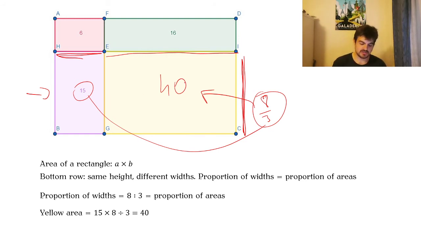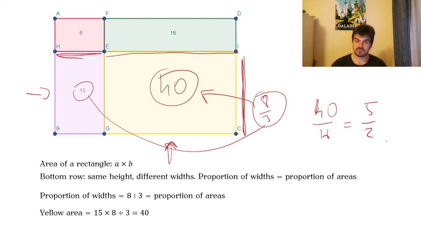So we know that this area is 40, and we can even check it by, for example, looking at the columns now. Because if you look at this column, now the situation is inverted. The width is the same with those two rectangles, but the height is different, right? So the proportion of areas is going to be a proportion of heights. So let's calculate what the proportion of heights is. Well, it's just going to be 40 over 16, which is just 5 over 2, right?